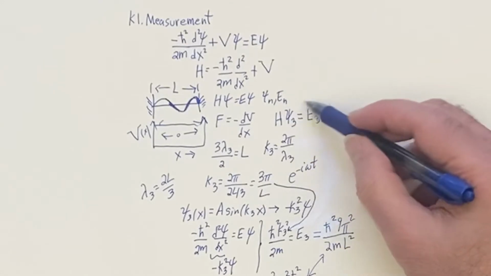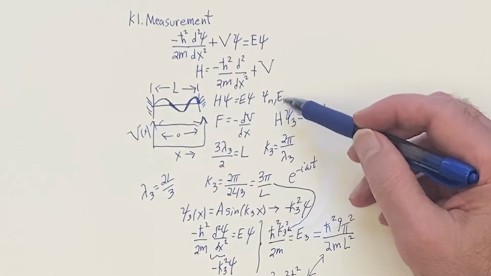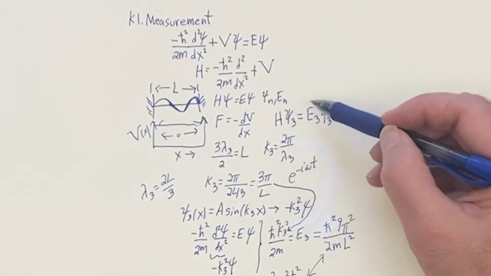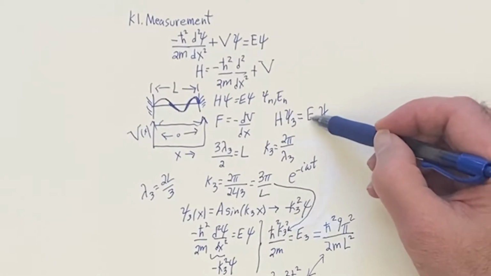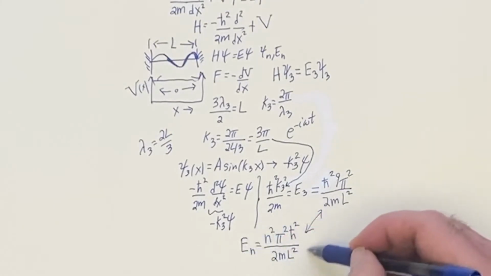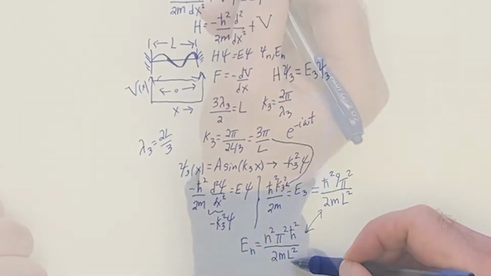So that's a nice way of looking at the Schrodinger equation as an operator equation. You operate with the Hamiltonian on an eigenstate. You get the eigenstate back plus the eigenvalue for that eigenstate. And your general case will be these eigenvalues here coming from the energy levels.